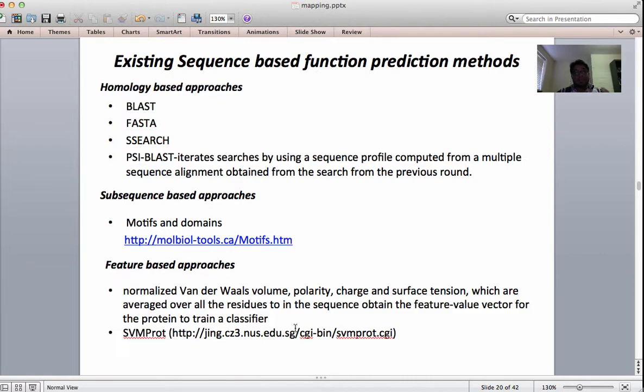The existing methods for function prediction using homology are BLAST, FASTA, S-search, and PSI-BLAST. PSI-BLAST is an iterative method that also searches for weak hits, and it identifies the domains and motifs of the proteins. Subsequence methods are based on protein domains, and there are some tools out there. The feature-based methods are based on protein properties, for example, van der Waals volume, polarity, and charge, which are used to generate descriptors of the proteins, and then you can run a classification model or various other models to predict the protein function.